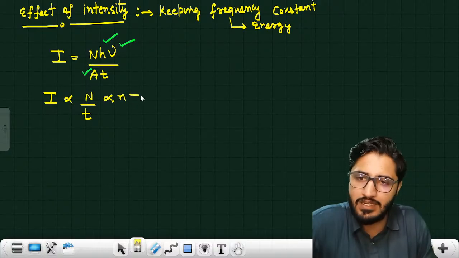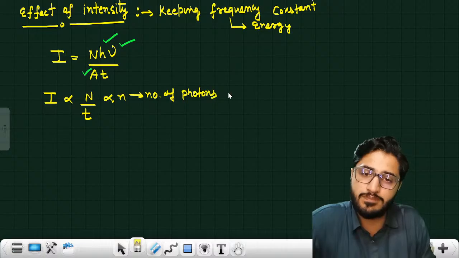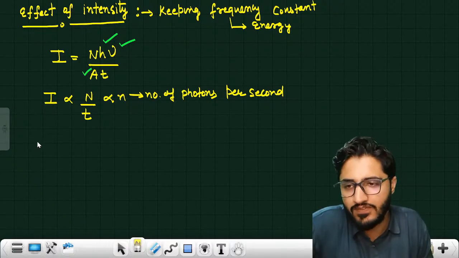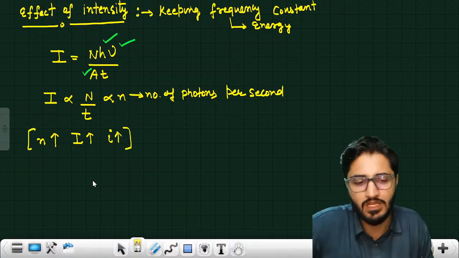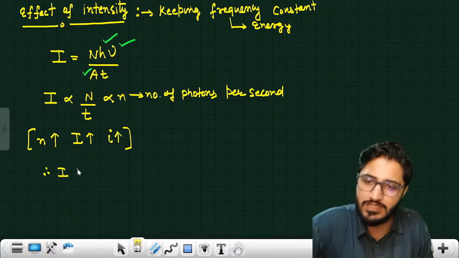So what is N here? N is the number of photons per second. So if N increases, that means my intensity increases. And if intensity increases, my current will increase. Yes or no? So therefore, you will write here, intensity is directly proportional to my current.